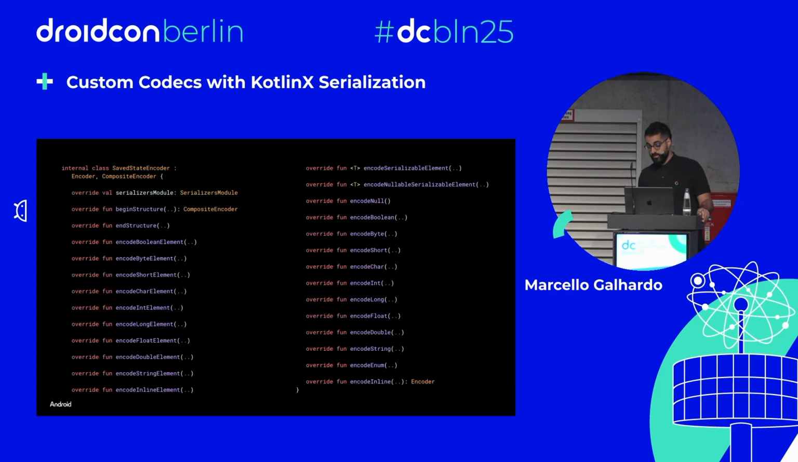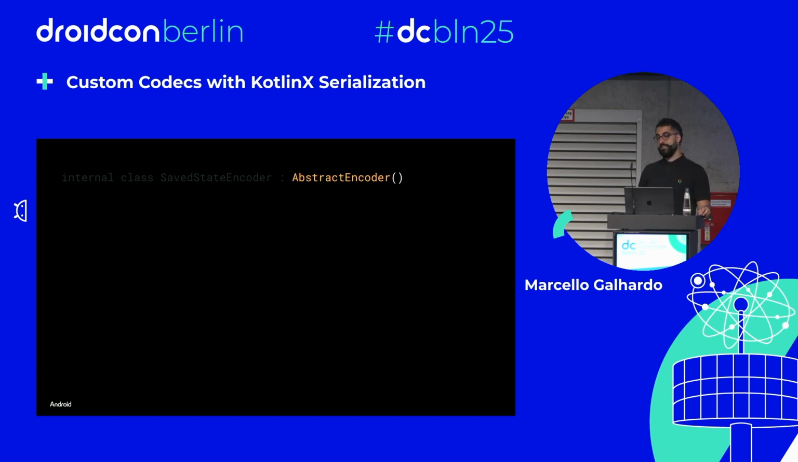Here are all the methods we need to write for our SavedState encoder. It does look like a lot, but actually most of these methods are very similar. They just handle different data types, like numbers, text, booleans, and so on. On the next slide, we're going to see how to make this simpler, but that's all of them.